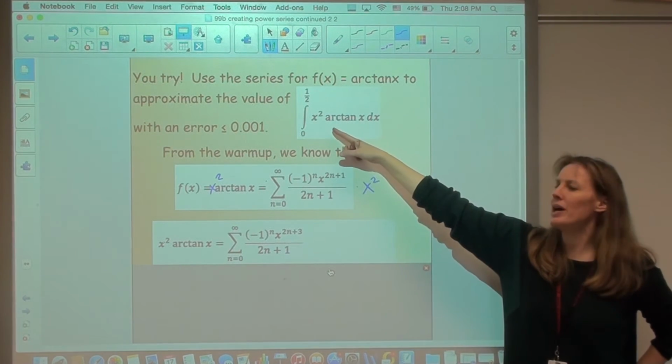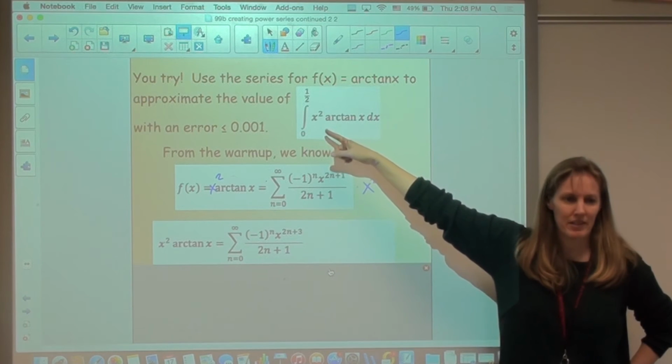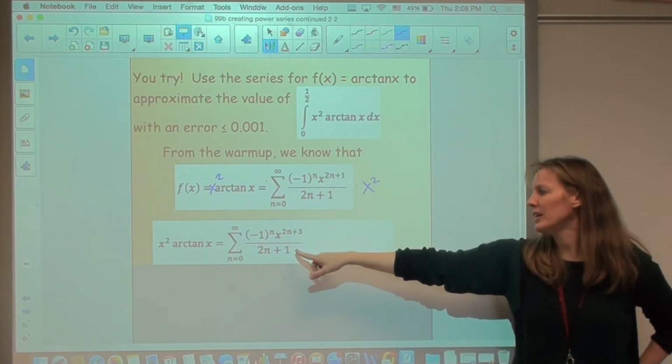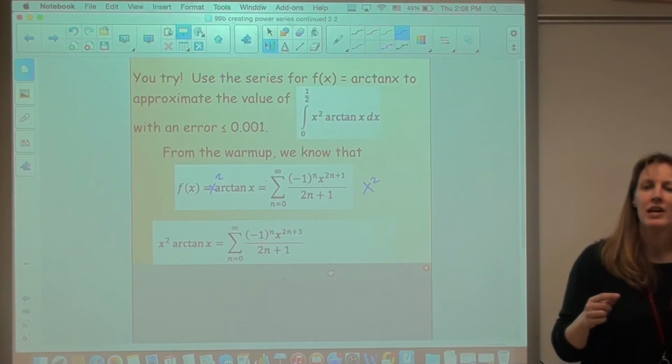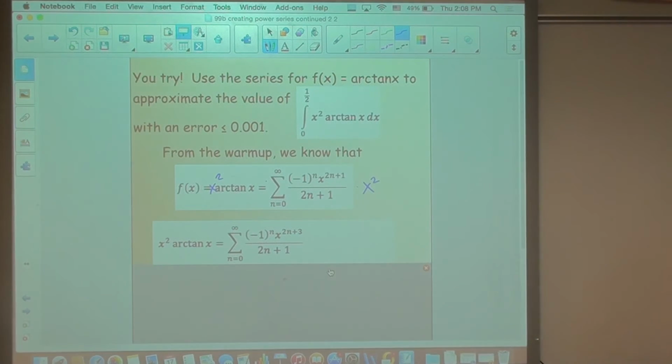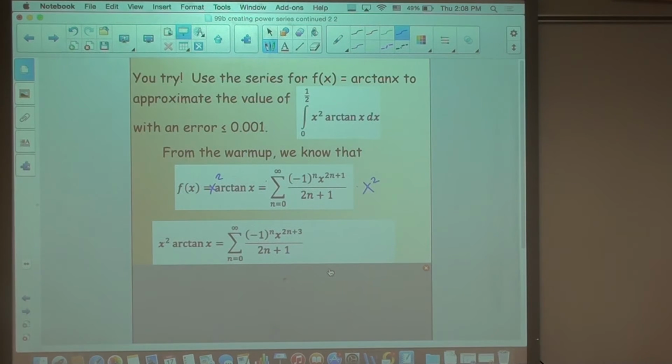Now, we need to do what? Integrate. Everyone take a minute. I want you to integrate this series, and then plug in your 0 and your 1/2, and then keep going with it. See if you can find the term that is less than 0.001 on your calculator, and then find the sum of the preceding terms, start to finish. See if you can do it.